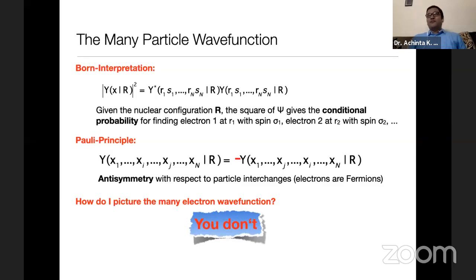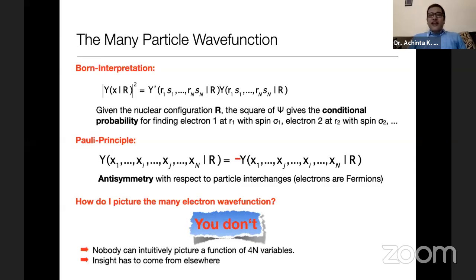That is a probability. So nobody can actually intuitively picture a function of 4n variables, and that means the insight has to come from somewhere else. Just looking at the wave function, you don't get any insight because there are 4n variables and you don't know what to do about it. No human being can think of a 4n variable system.